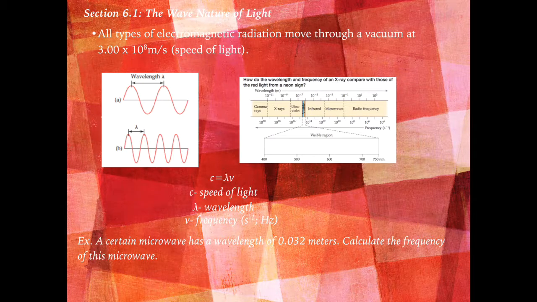So let's look at a problem. Here I tell you that the wavelength for a microwave is 0.032 meters. And so I'm going to use my equation. I've got c, which is 3.0 times 10 to the 8th, equals 0.032 times my frequency. And so I'm going to divide both sides by my wavelength. And I get, for my frequency, 9.4 times 10 to the 9th hertz.